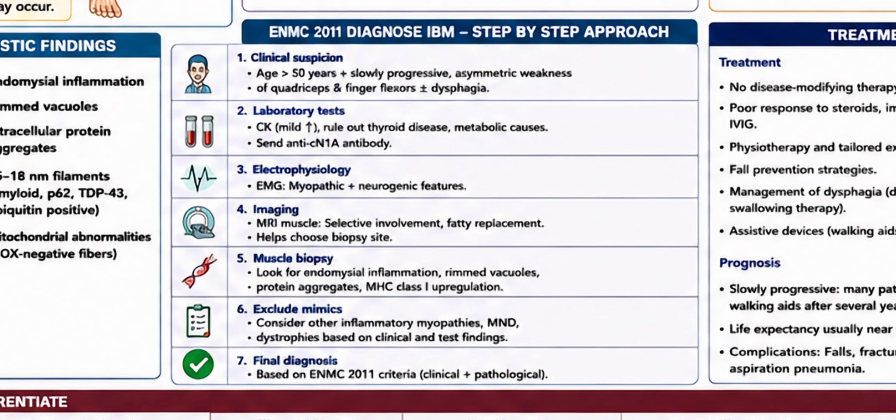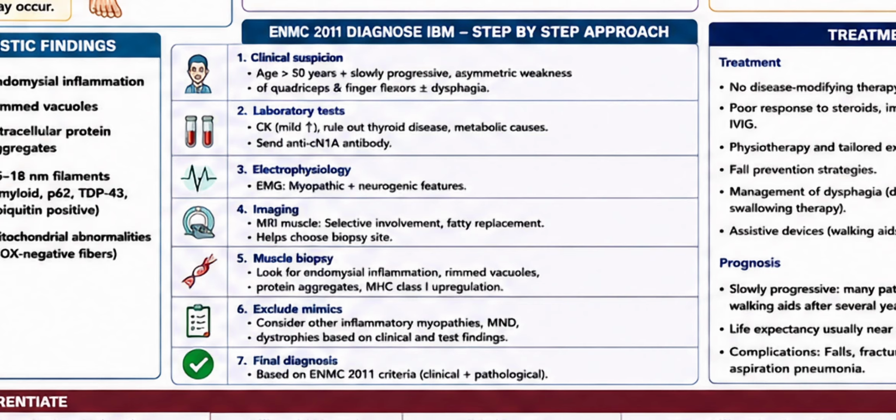Pathological features: endomysial inflammation, rimmed vacuoles, protein accumulation or 15 to 18 nanometer filaments, upregulation of MHC class I molecules. Depending on the combination of clinical and pathological findings, patients are classified as clinico-pathologically defined IBM, clinically defined IBM, or probable IBM. Practical diagnostic approach.